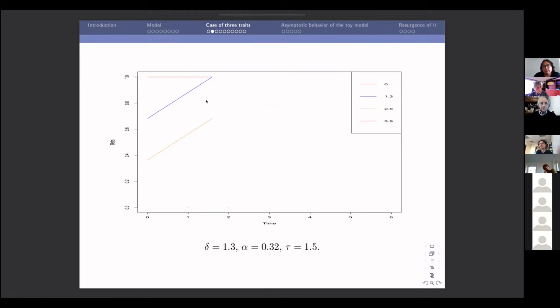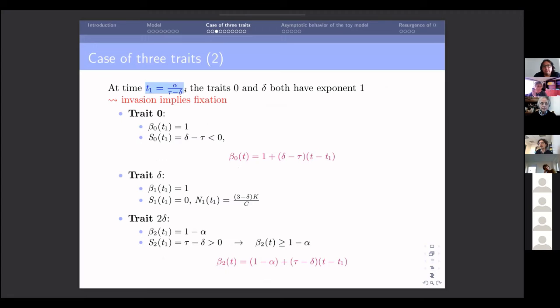And so this is going to be correct up to the first time where trait delta has an exponent 1. In this case, what happens? So at this time, then I have competition between trait 0 and delta, because they are all of the same order of size. And so now I use the idea of the dynamical system for the dynamics of nx and ny. And you remember this invasion implies fixation principle. It means that the one who wins in the end is going to be delta. It invaded, so it's going to fixate, and so it's going to rule out trait 0.